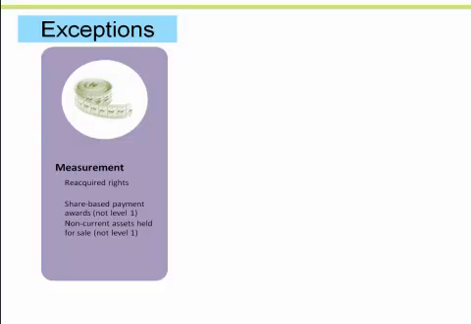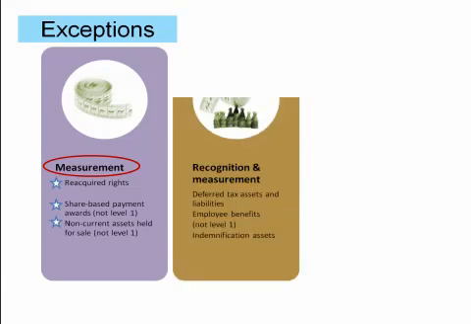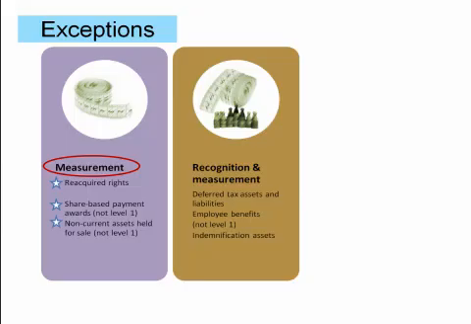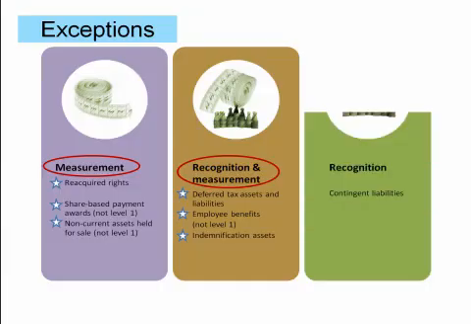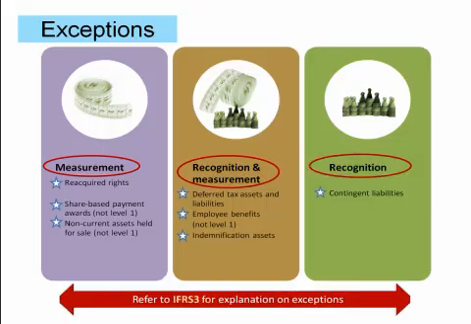The measurement exceptions include reacquired rights, share-based payment awards, and non-current assets held for sale. The recognition and measurement exceptions include deferred tax assets and liabilities, employee benefits, and indemnification assets. The recognition exception includes only contingent liabilities. You can refer to IFRS 3 for a detailed explanation on these exceptions.